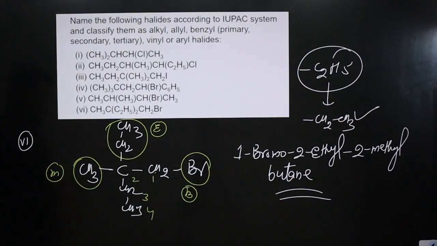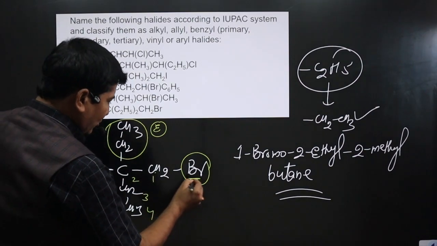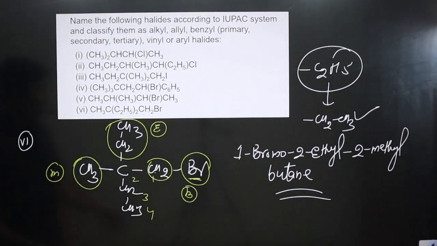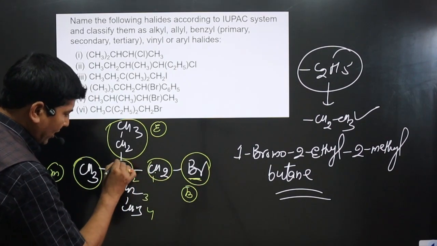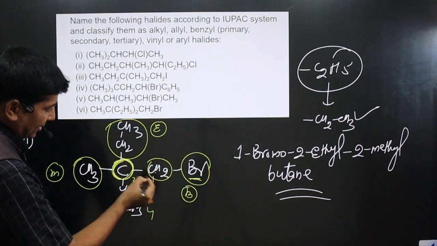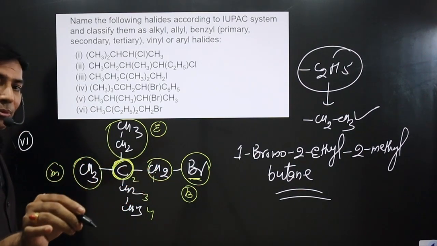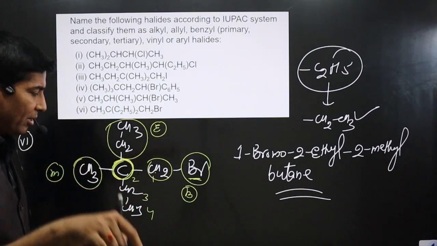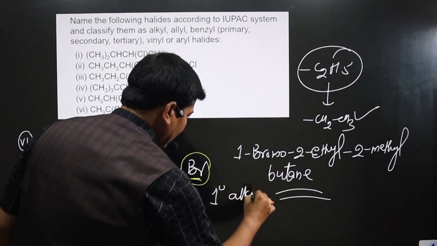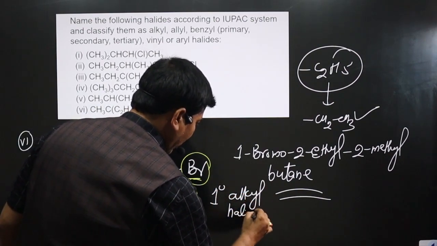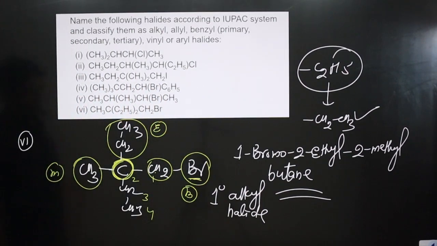Now we can go for the classification. You can see this halogen is attached to this carbon. Now see the environment of this carbon. You can see this carbon is connected to only one carbon by direct attachment. When the halogen is attached to a carbon which is connected to only one carbon, we can say it is a primary alkyl halide.